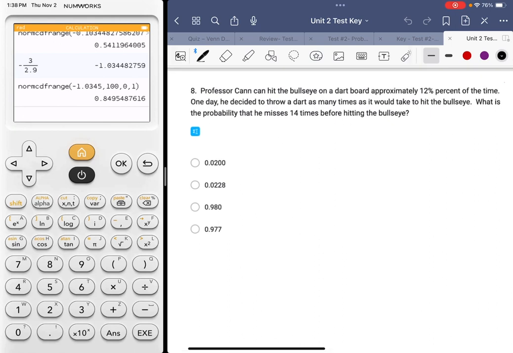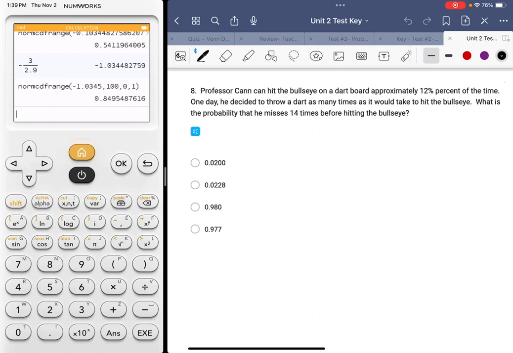So looking at number 8, says Professor Can hit the bullseye on a dartboard approximately 12% of the time. One day he decides to throw a dart as many times as it would take to hit the bullseye. What is the probability he misses 14 times before hitting the bullseye? Okay, so you could use the geometric distribution function in the calculator if you want, or you could just do simple multiplication. So I'll do it both ways.